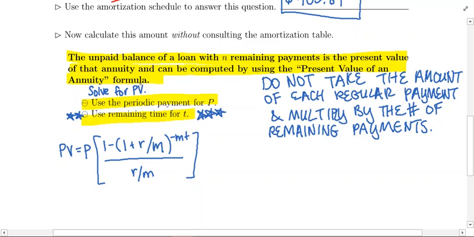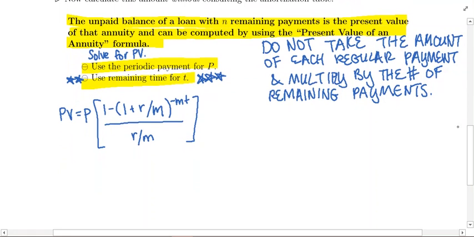Why? Because all these payments you would have made in the future would form an annuity. If you were paying it off right now, I want to know how much I still owe right now. What is the present value of the amount I still owe? So, unpaid balance: you're going to use your present value of an annuity formula, solve for PV, and then plug into this.